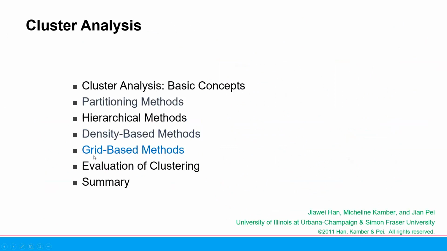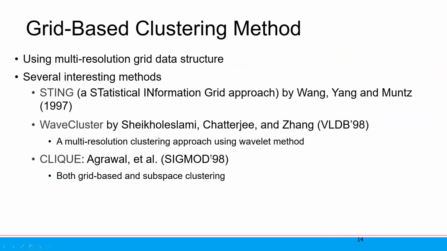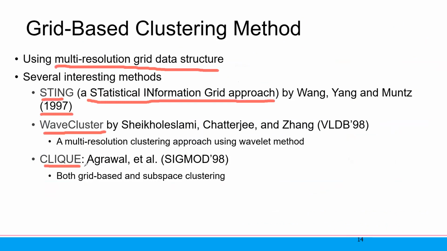Now let's move on to the next method, which is the grid-based method. The grid-based clustering method uses a multi-resolution grid data structure. Some interesting methods we can use are STING, a statistical information grid approach, which was proposed in 1997. Then we have WaveCluster and CLIQUE. You can use these as grid-based or subspace clustering.